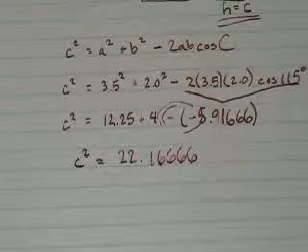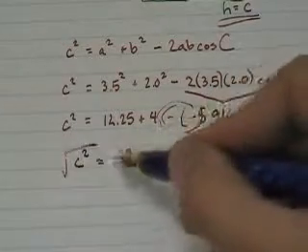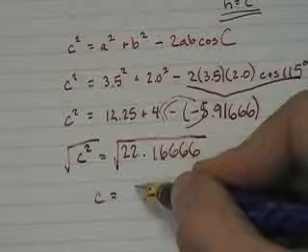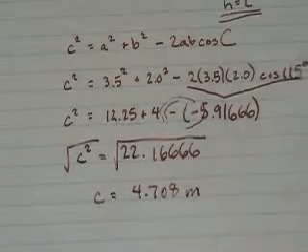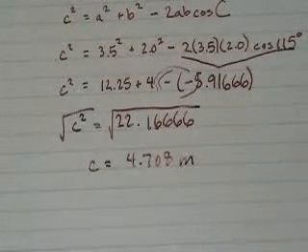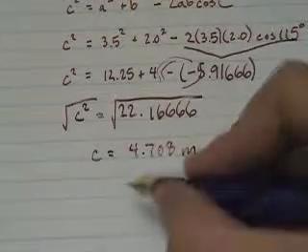C squared is 22.1666666666. Take the square root of both sides, and you get C equals 4.708 meters. And they didn't tell us how to round this, but since the other two sides were given to 1 decimal place, you should round your answer to 1 decimal place.